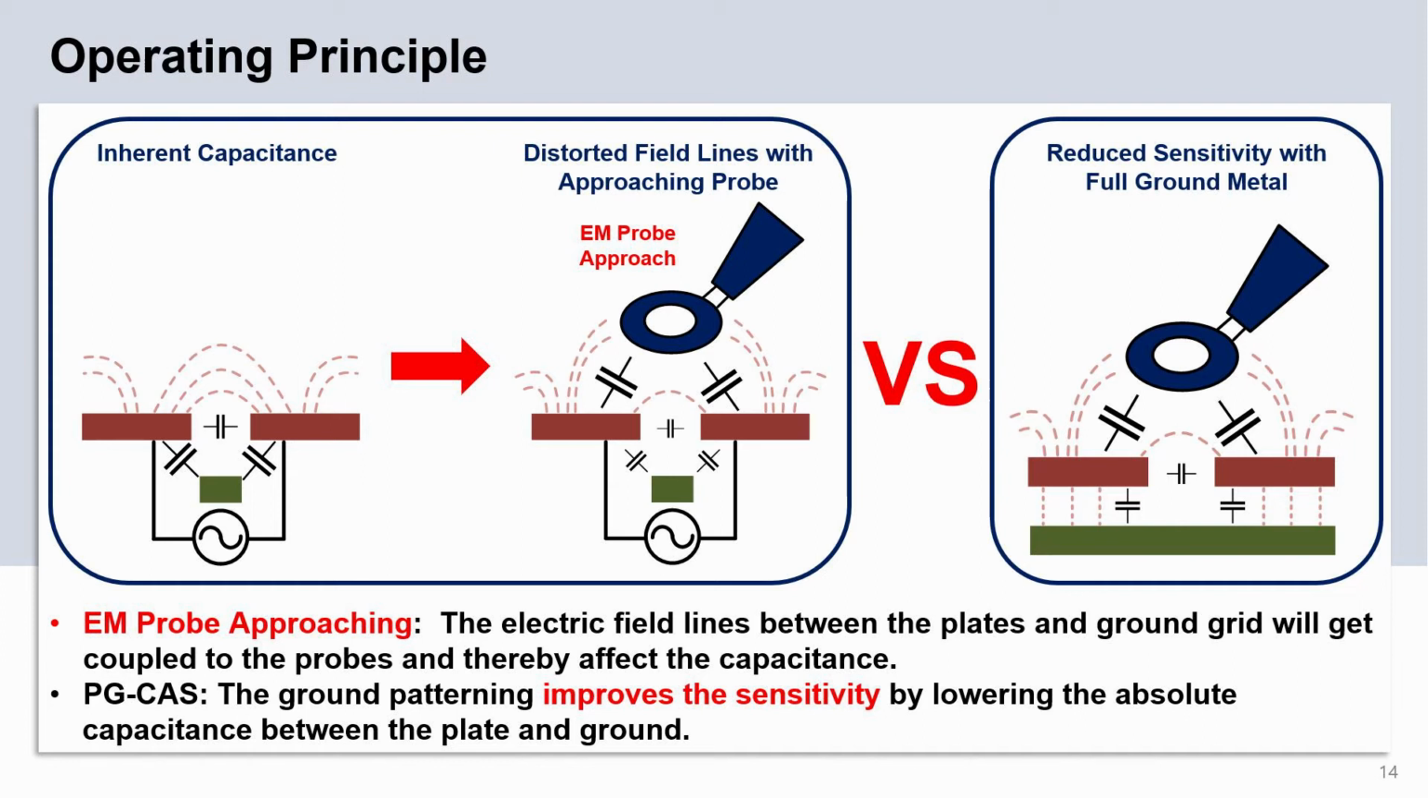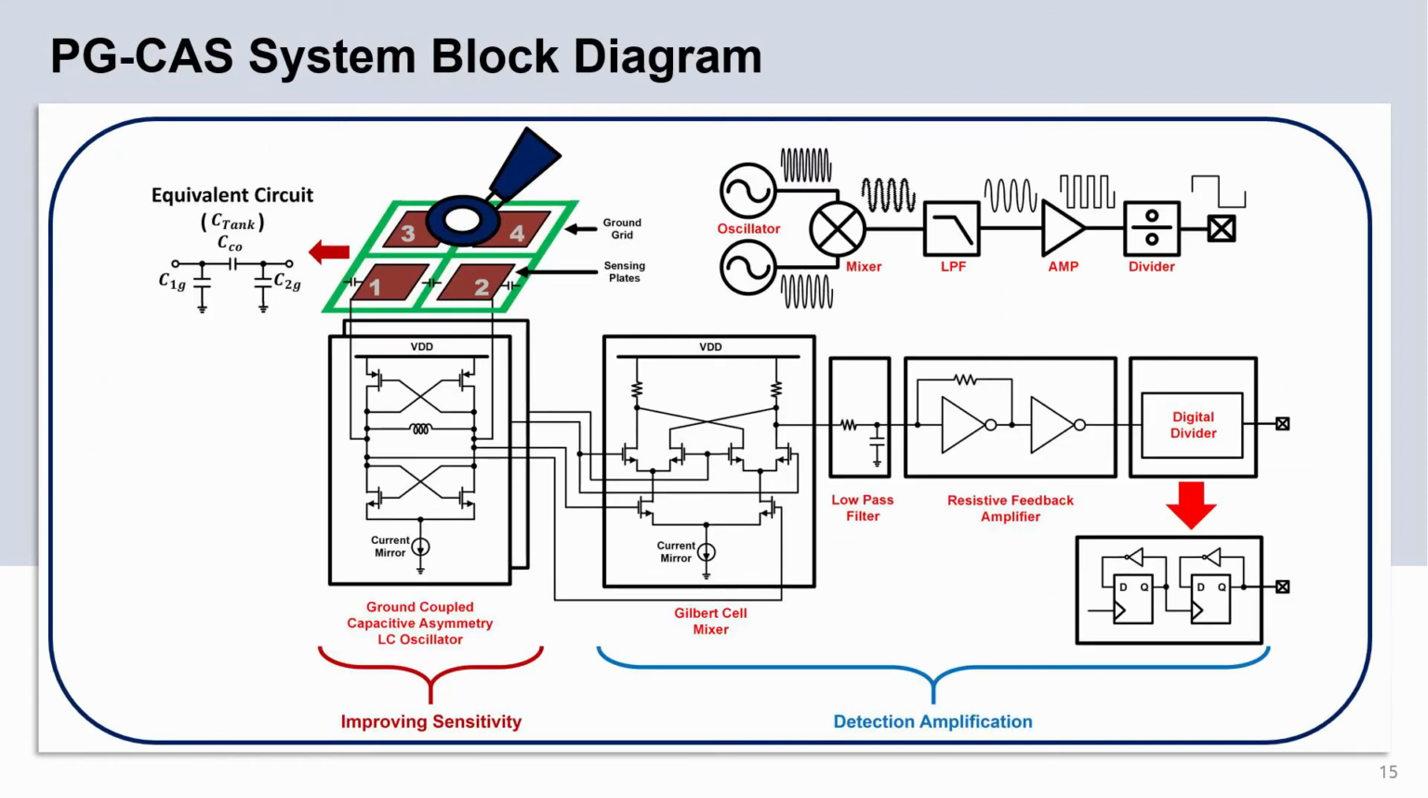This ground patterning improves the sensitivity by lowering the absolute capacitance between the plates and ground, while raising the relative change in plate to ground capacitance when a probe approaches. Until now, we observed the operating principle of patterned ground coplanar capacitive asymmetry sensing. Now, I will talk about the detection system level.